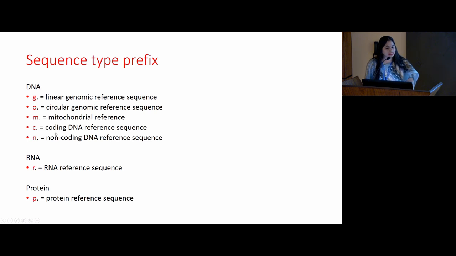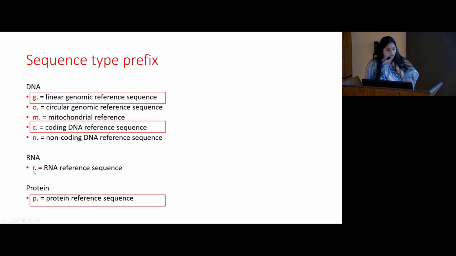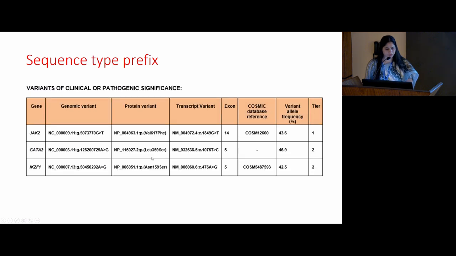Now next we go to the sequence type prefix. What are the different prefixes that we use? Among the commonly used prefixes are g., c. and p. g. means the genomic reference sequence. If you are using a circular genomic reference or mitochondrial reference, then you have to use their nomenclature, that is o. and m. If you are in a non-coding area, you can use n. For RNA, you have to use r. But the commonly used ones are g., c. and p.